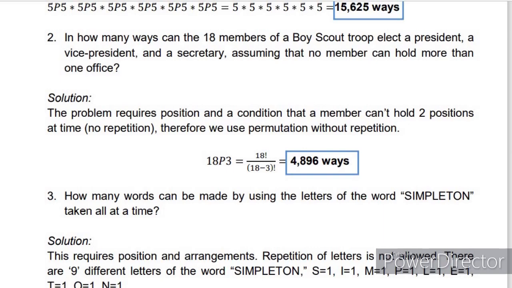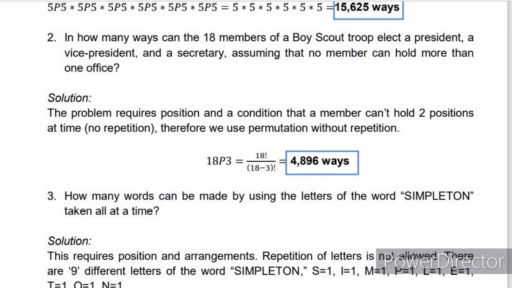Number 2: In how many ways can the 18 members of a Boy Scout troop elect a president, a vice president, and a secretary, assuming that no member can hold more than one office? The solution: the problem requires position. What are those positions? President 1, vice president 2, and secretary 3. So there are 3 positions, and those will be equal to r in our formula.